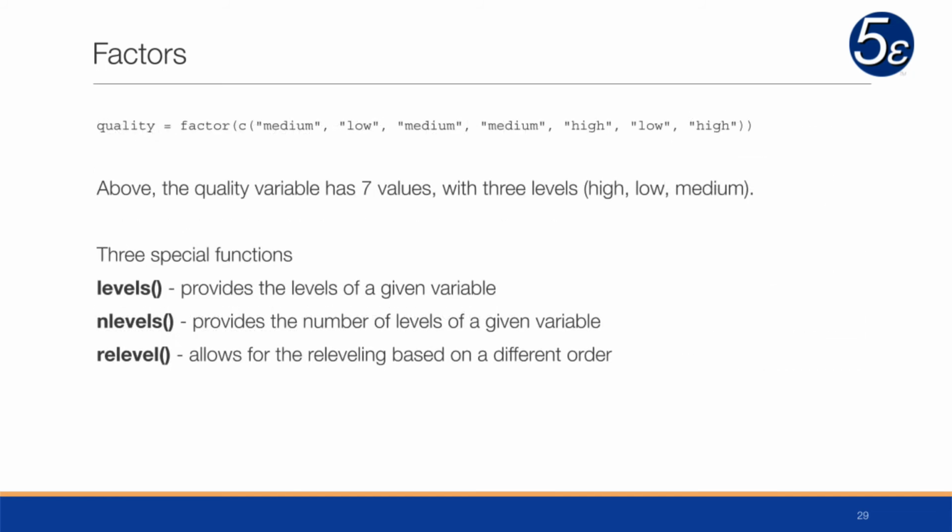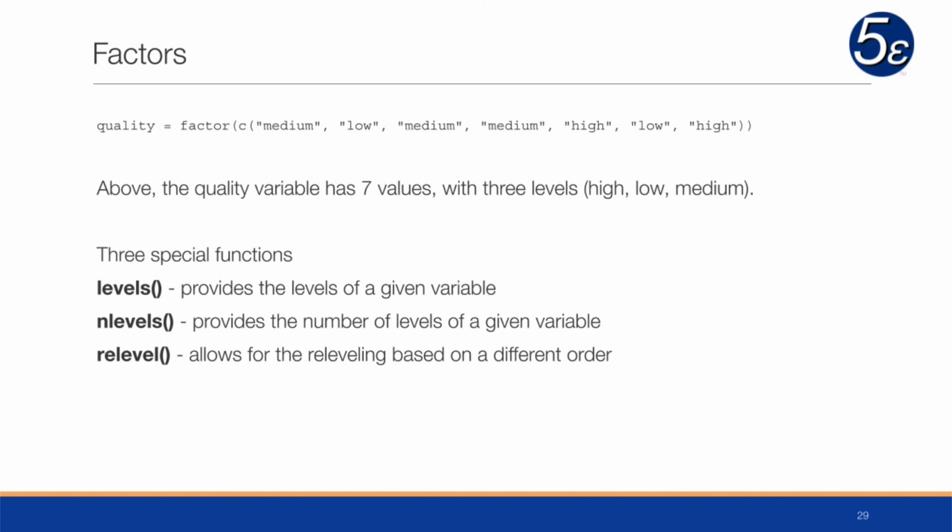So here's an example of using a factor. We have our factor, and in this case, we have this c, which is a concatenation, which will actually create a vector. So we have a vector of some values: medium, low, medium, medium, high, low, high. And we're going to factor it. So the quantity variable has 7 values with 3 levels, high, low, and medium, and it will be in that order. There are 3 special functions: levels, nlevels, and relevel.